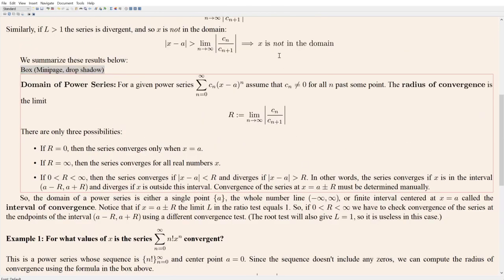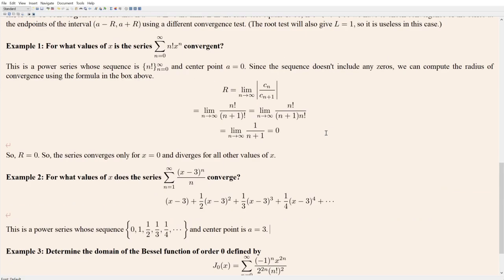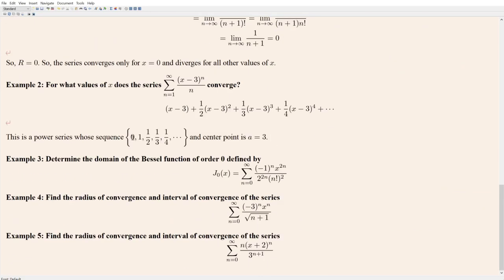Now, is the sequence non-zero for all n eventually? That's all I mean by past some point. Is the sequence eventually non-zero? Yeah, certainly. It's 0 at the start, but from the second term all the way out, it's going to be non-zero. So the formula above is still valid.